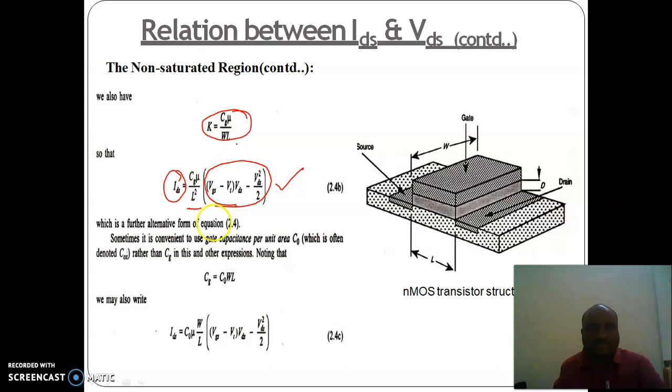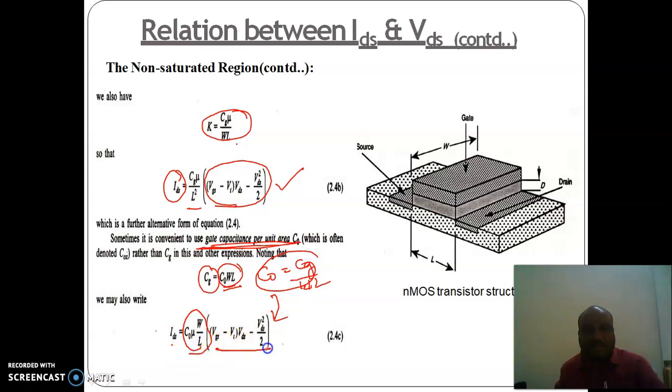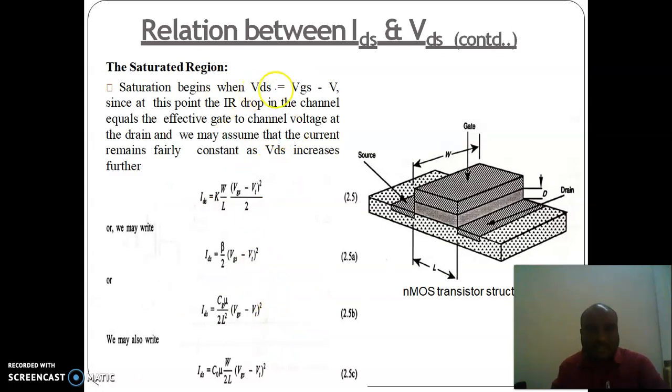This is the gate to channel capacitance, but you can convert it into gate capacitance per unit area. If you want gate capacitance per unit area, you should multiply by WL. Cg is equal to C naught into WL, that implies C naught is equal to Cg by WL. Substituting this, another form of writing the current equation is C naught mu into W by L into the remaining portion as it is.